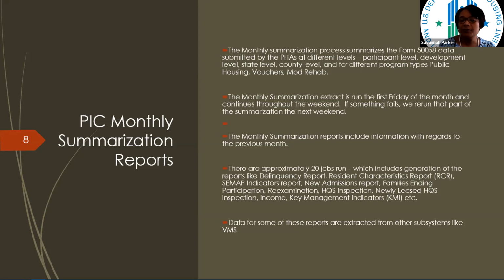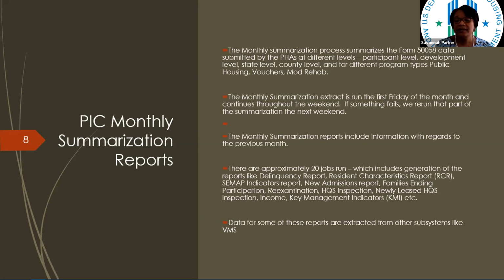Come October 1st, or the first weekend of the following month, and when I say weekend, it's the first Friday of the following month. So in this particular example, it would be the first Friday in October, the summarization report is going to run. And what it's going to do is look at all the 50058s that have been processed for the month of September. That report is normally available the following Monday after that Friday when it processes, if there were no errors.